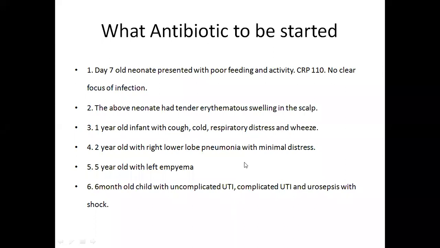Straightforwardly, I will start cloxacillin and I will add vancomycin. And if I get the culture, then I will step down. So that is what my thought was. Stable empyema, unstable empyema. Unstable empyema, you need to hit it hard. Stable empyema, we can take a chance.